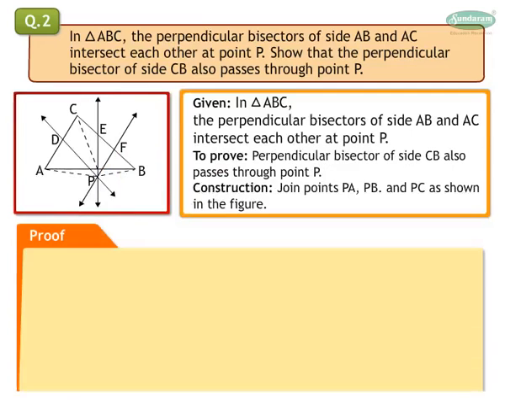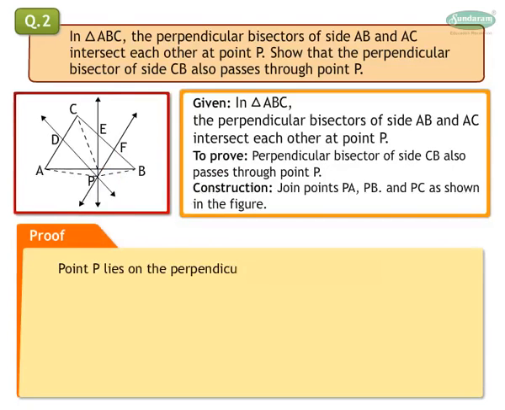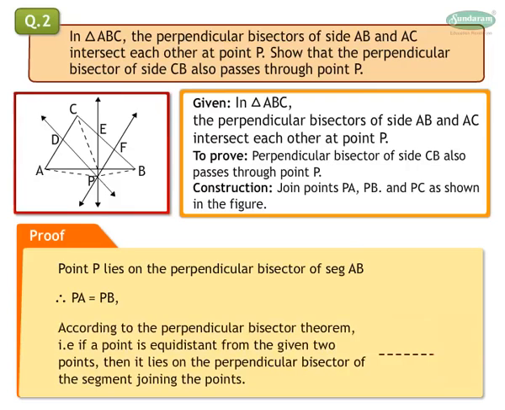Let us see the steps of the proof. It is given that point P lies on the perpendicular bisector of segment AB. Therefore, PA is equal to PB, according to the perpendicular bisector theorem, that is, if a point is equidistant from the given 2 points, then it lies on the perpendicular bisector of the segment joining the points. Let us mark it as statement 1.